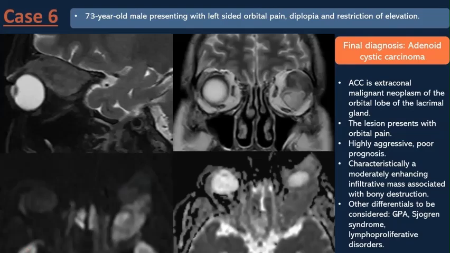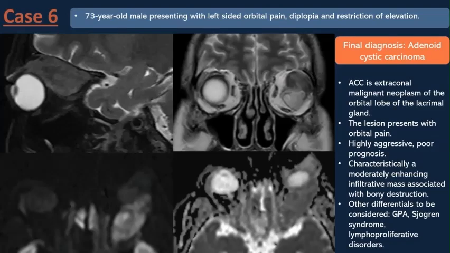Now, this was case 6. This was a 73-year-old male patient presenting with left-sided orbital pain, diplopia, and restriction of elevation. Now, there was a T2 heterointense lesion in the superolateral aspect of the extraconal space, which was seen arising from the lacrimal gland here, infiltrating into the superior and the lateral rectus, and showed restricted diffusion here. Now, this turned out to be adenoid cystic carcinoma.